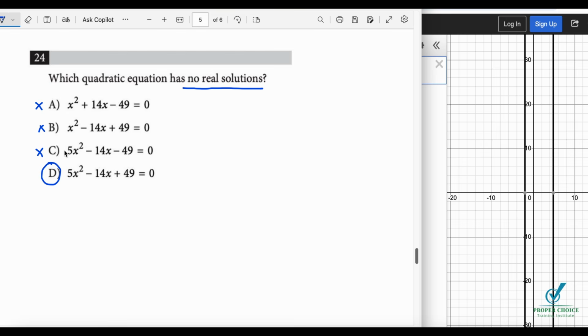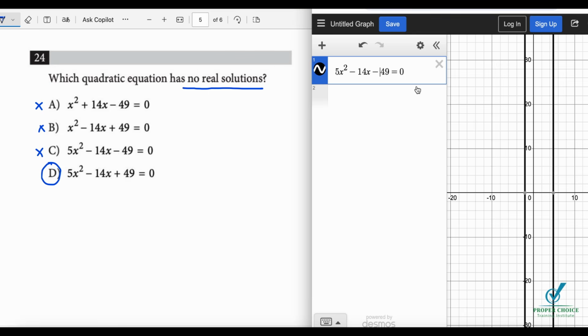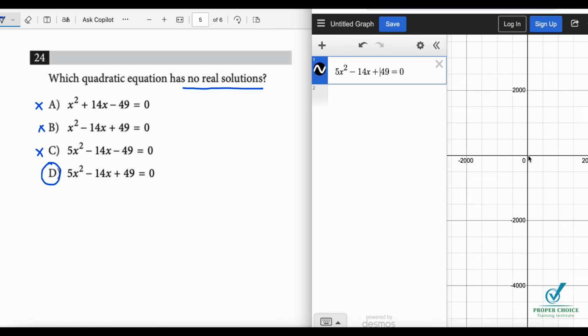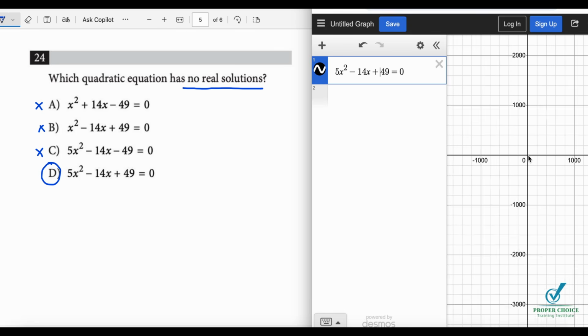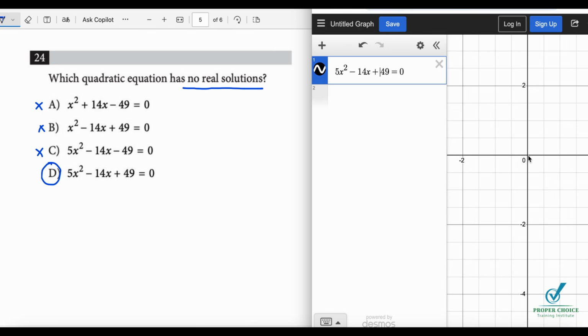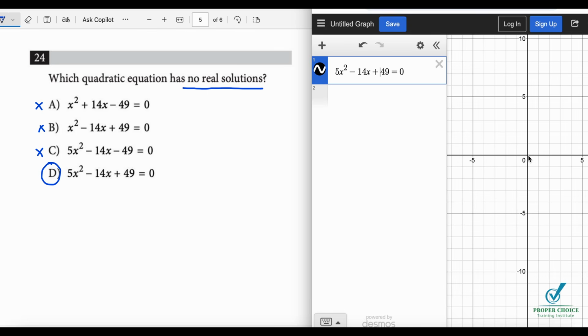Now see, in the exam there is no need to do this. As we know, if three are wrong, definitely the fourth has to be the choice. But let me show you why I'm saying so confidently. When you replace that minus 49 with plus 49, you won't get any graph, regardless of how much you zoom in or zoom out. This indicates that it has no real solution.